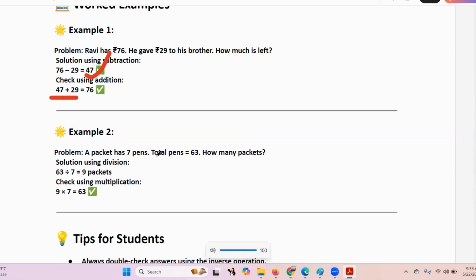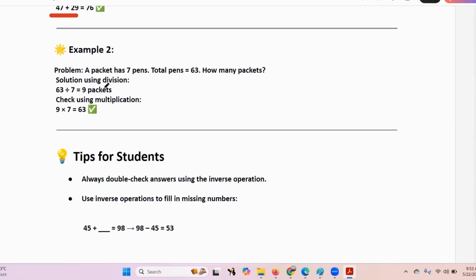Okay, good. Now go to the next one. Example problem number 2: a packet has 7 pens. Total pens equals 63. How many packets? Solution using division: first we divide 63 by 7 equals 9 packets. And if we check, we will multiply 9 by 7, which is 63. Correct.